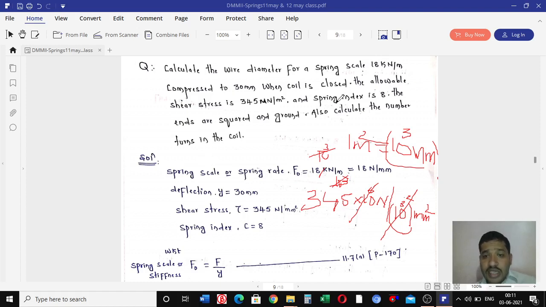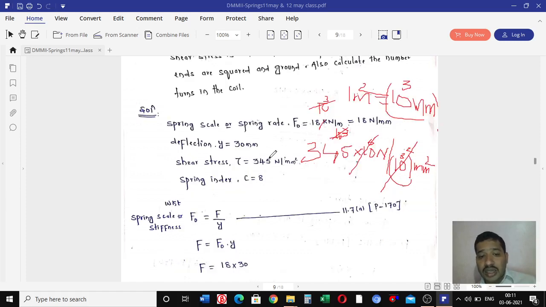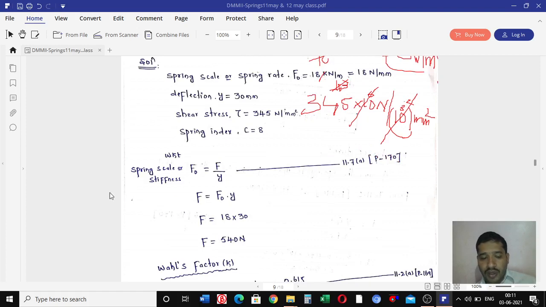As well as, the spring index is given as how much? The spring index is given as 8 mm. The ends are square and ground. Also calculate the number of turns in the coils. We need to find out. First of all, we need to find out the spring scale or stiffness of the spring.